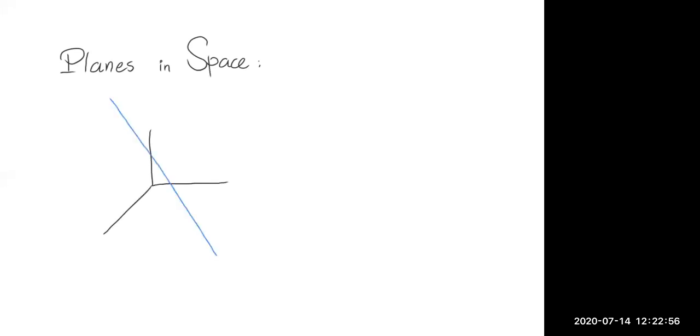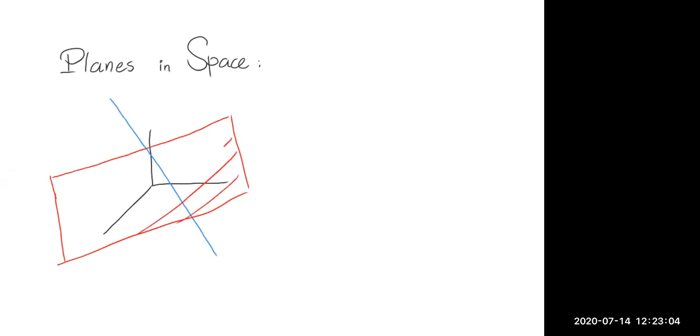Okay, let's continue with the final topic we are going to talk about today, and that's about planes in space. We talked about lines, right? We had these kind of lines. Now we can talk about planes. Planes are like a piece of paper. They go to infinity in all directions, just like a line. You have a line L, you have a plane P.